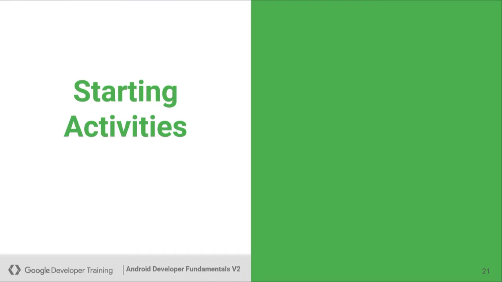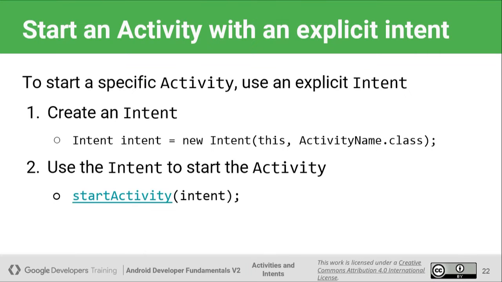So how do we start activities? To start a specific activity, use an explicit intent. Let's say first we create an intent object, and then we pass this pointer and the activity name that needs to be started with the help of this intent, and then use the intent to start the activity. This is the method called startActivity, and we are passing this intent object over here. So in this fashion, we will start an activity with an explicit intent.